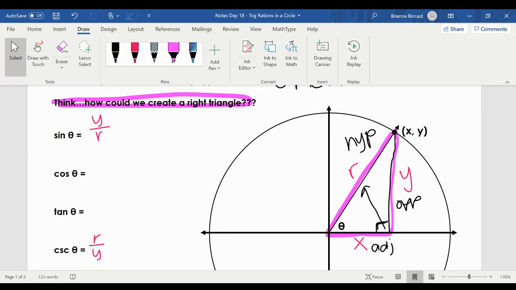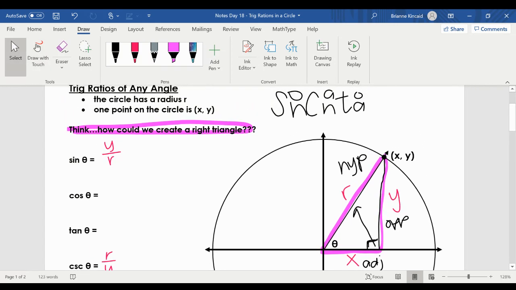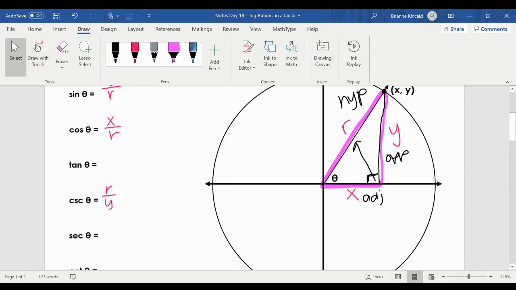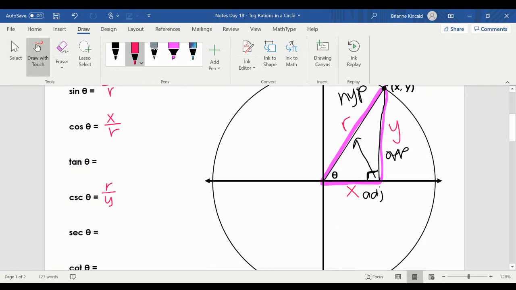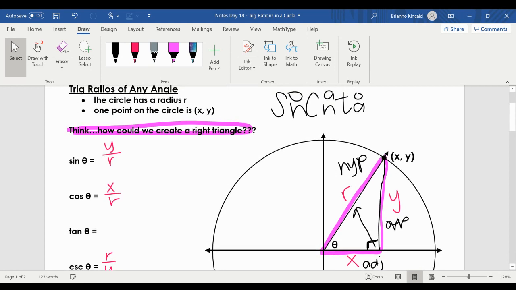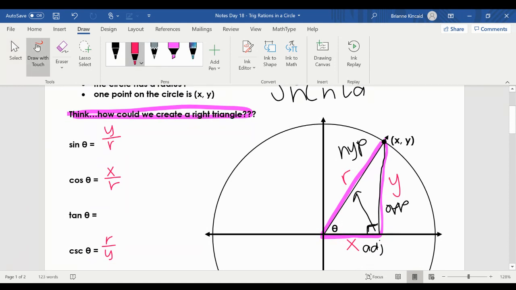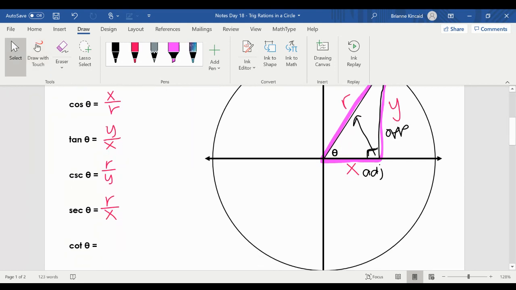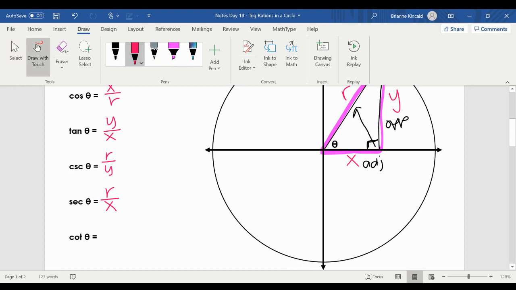r over y. Cosine, that's the C part of SOHCAHTOA, is the adjacent over the hypotenuse. So that's x over r. The reciprocal of cosine is secant. So that becomes r over x. Tangent, that's the TOA, opposite over adjacent. Tangent is y over x. Or the reciprocal of tangent, cotangent, is x over y.